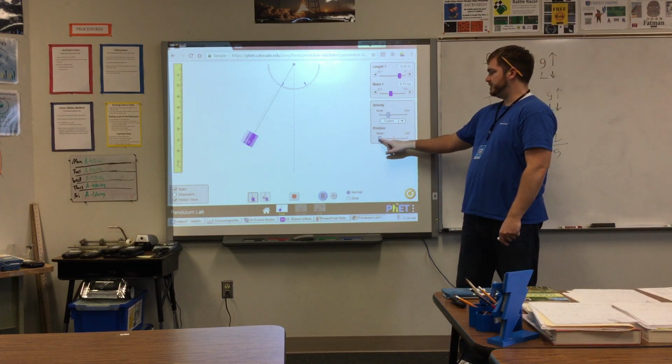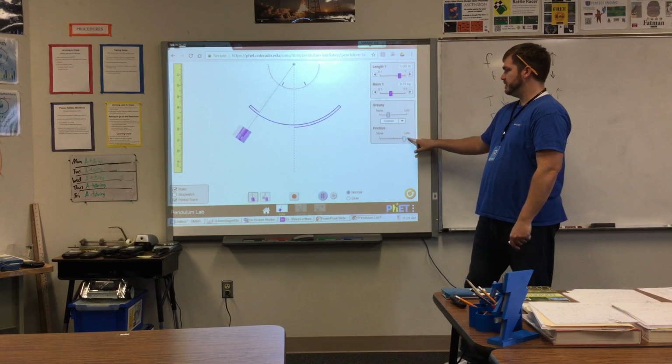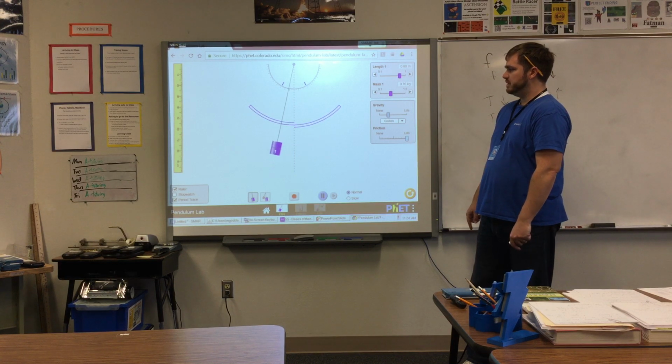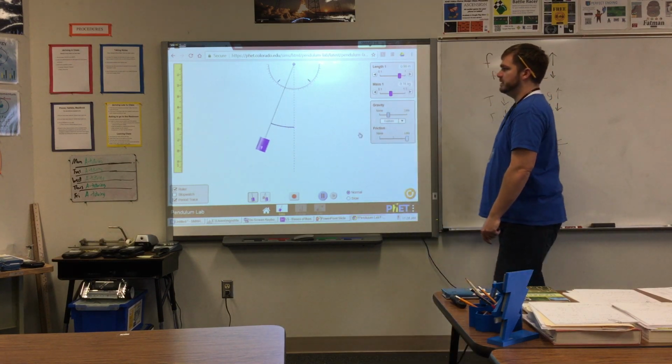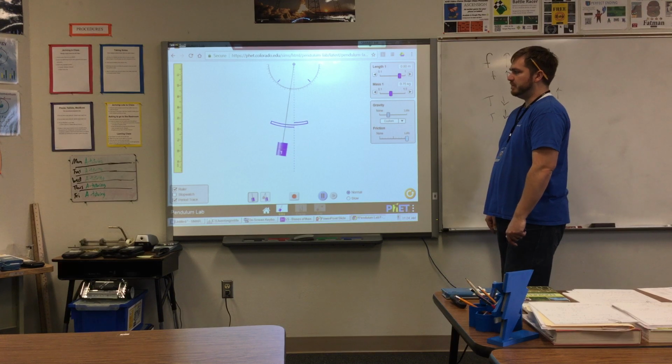Obviously, if we add friction, you can see it gets really small really quickly. Never hits that previous spot again. Okay.